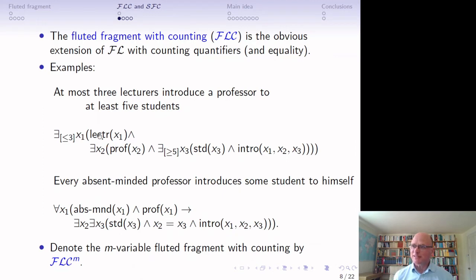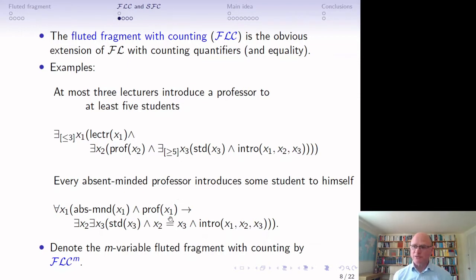As you see, it's pretty much as you expect. At most 3 lecturers introduce a professor to at least 5 students. You'll see that this is indeed fluted. I mean, the same rules for fluting apply as before, right? So the arguments to predicates have to be contiguous sequences. You perform Boolean combinations only when the last variables are the same, and you quantify the last variable only, but this time you're allowed counting quantifiers.